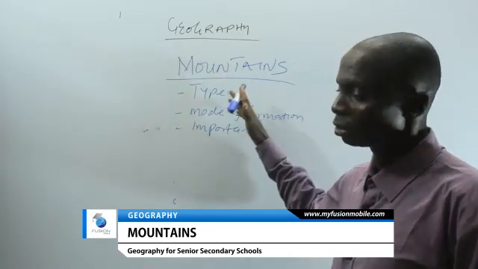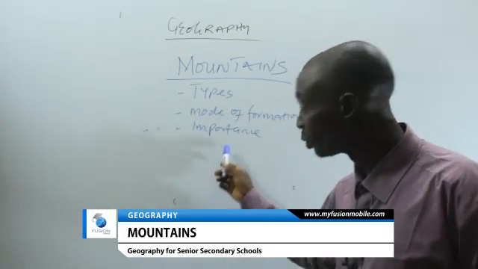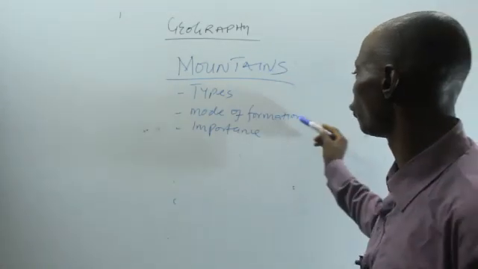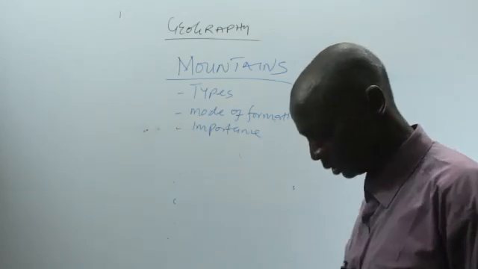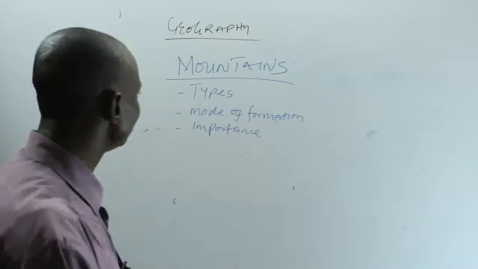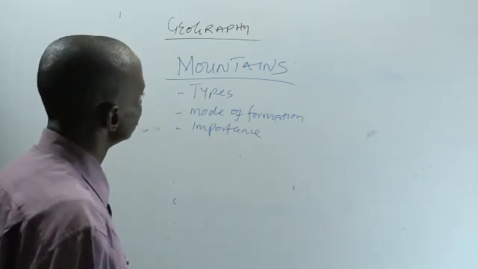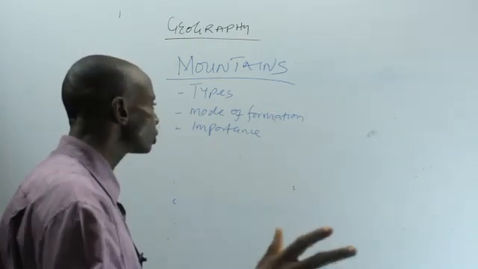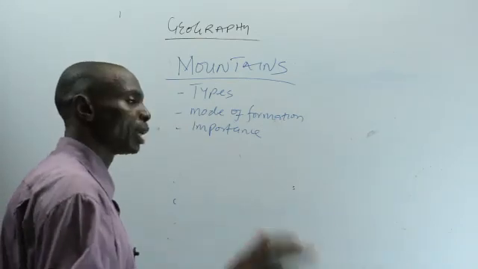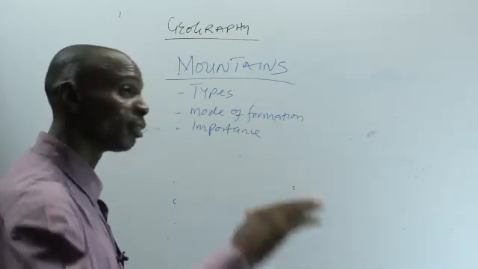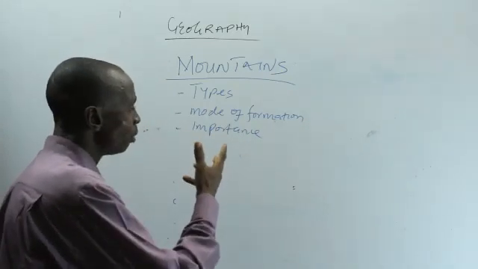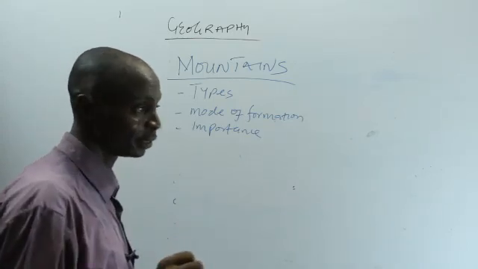The way we discuss rocks is the same way we are going to look at mountains. We look at the types, we look at the mode of formation, and we look at the importance. As I earlier said when we were discussing rocks, some of these physical features like rocks, mountain, and plateau, some of them depend on their height and their shape. They formed from what? From the same parent material.